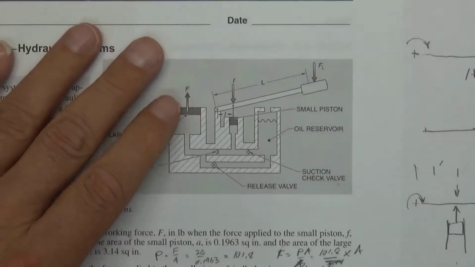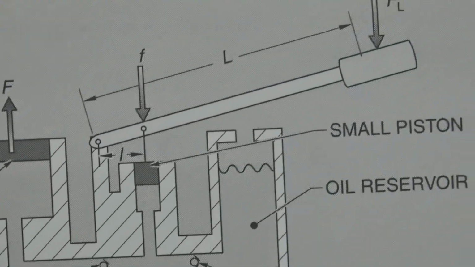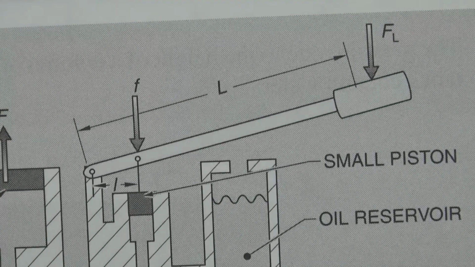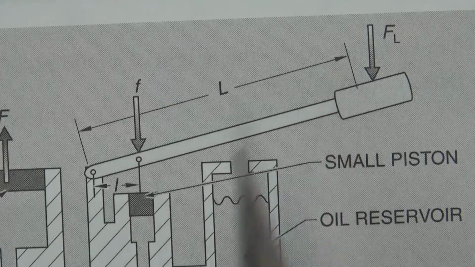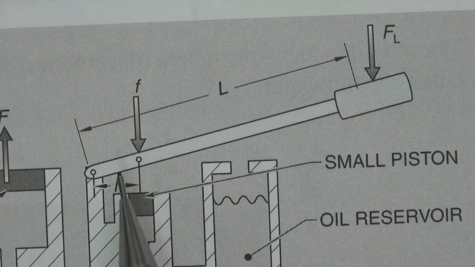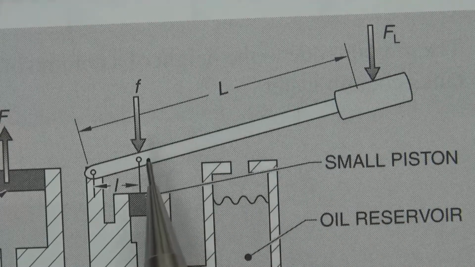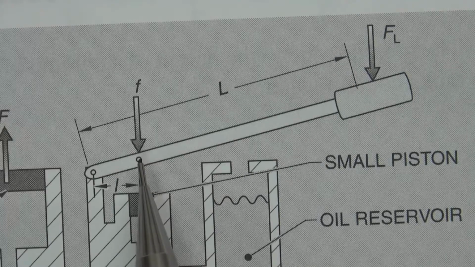And if you look on here, let's zoom in. You can't really see it otherwise. Okay, here's big L, here's little l. If little l's 1/2 big L, then whatever force is here gets multiplied by a factor of 2 by the time it gets over here.